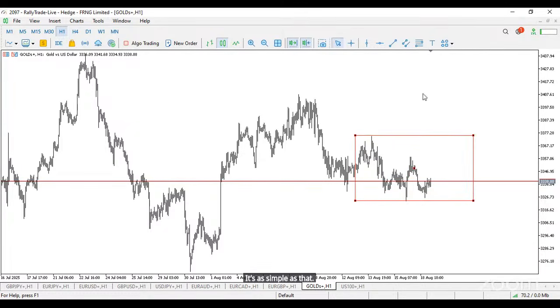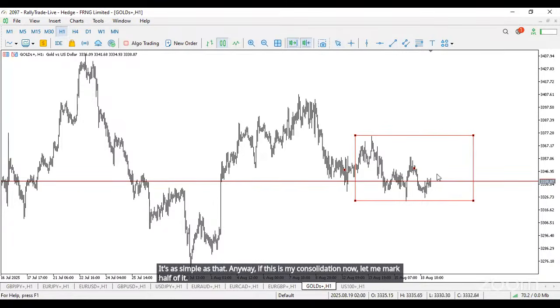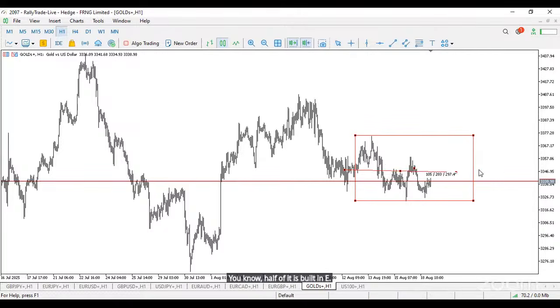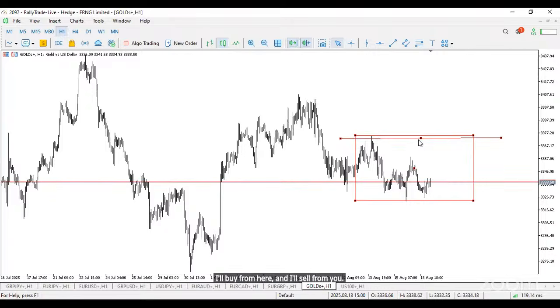Anyway, if this is my consolidation now, let me mark half of it. So half of it is going to be here. This is half of this present consolidation. So anywhere below here is a good area to buy from, and anywhere above here is a good area to sell from. So if I'm going to choose the most appropriate one, I'll buy from here and I'll sell from it. It's as simple as that. That's how I'm going to trade the consolidation.